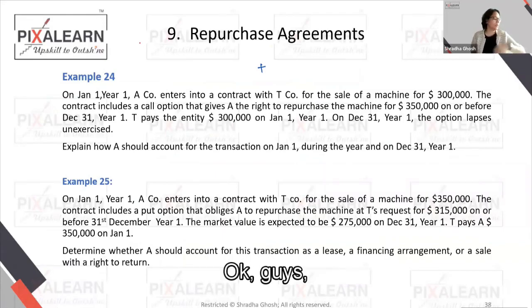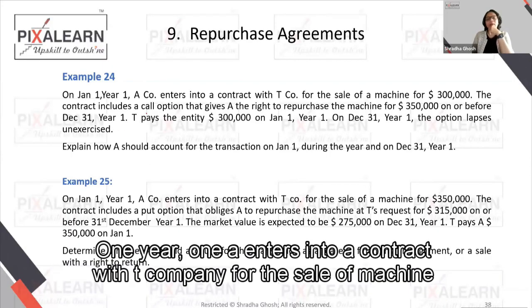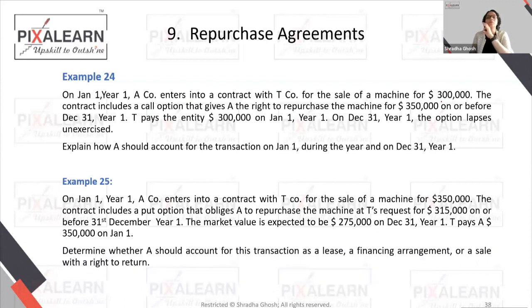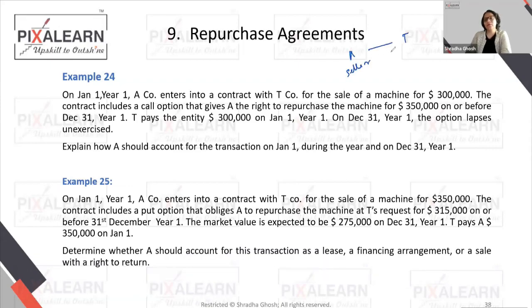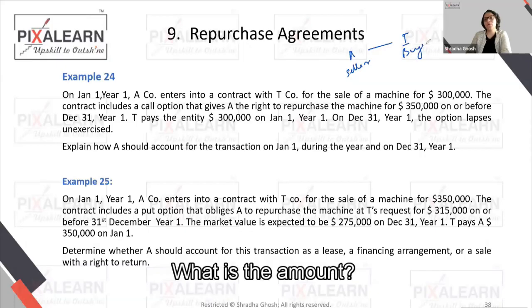The first question, okay, guys? On Jan 1, year 1, A enters into a contract with T company for the sale of a machine for $300,000. So here we have A, here we have T. A is the seller, T is the buyer. What is the amount? The amount is $300,000.